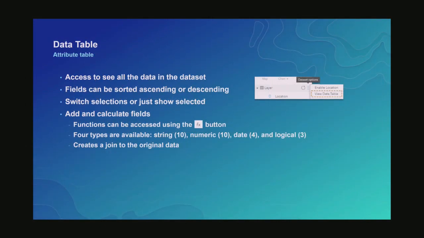So those summary tables are different to attribute tables. That's one of our card types. But we do have attribute tables, of course. So that's what we call a data table. That's where you can access all the data in your data set. That's where you can do your field calculation. So you can add another field, do a calculation. We have lots of different functions that we've added in there. So we have 10 string functions, 10 numeric, 4 date, and 3 logical, the and, if, and or. So there's some pretty powerful functionality there in terms of how you can manipulate the data that you've brought in.